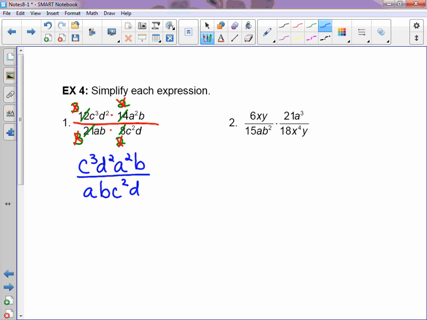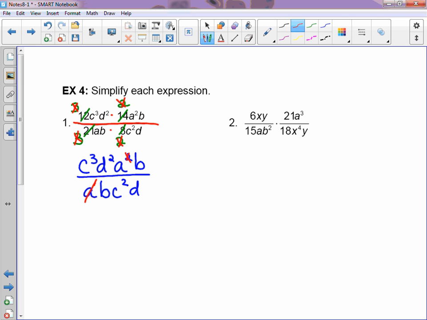Now we can start looking at the variable parts of it. What happens here with the a and the a squared? There's only one a left. Remember, this is a 1. So if I have 2 a's in my numerator and 1 in the denominator, then that just leaves me with an a in my numerator.